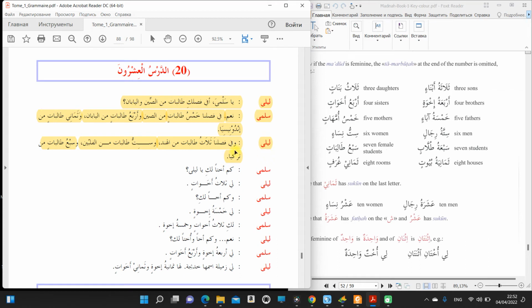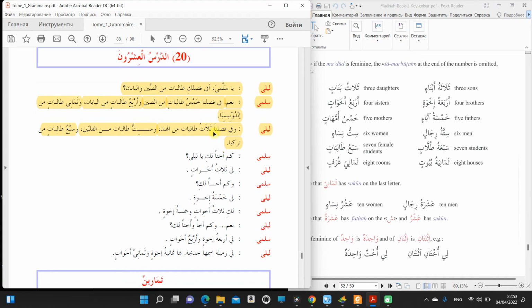Layla is saying, and there are 3 female students from India, 6 female students from Philippines, and 7 female students from Turkey in our class. In all these numbers, ta marbuta is omitted because ma'dud is feminine.